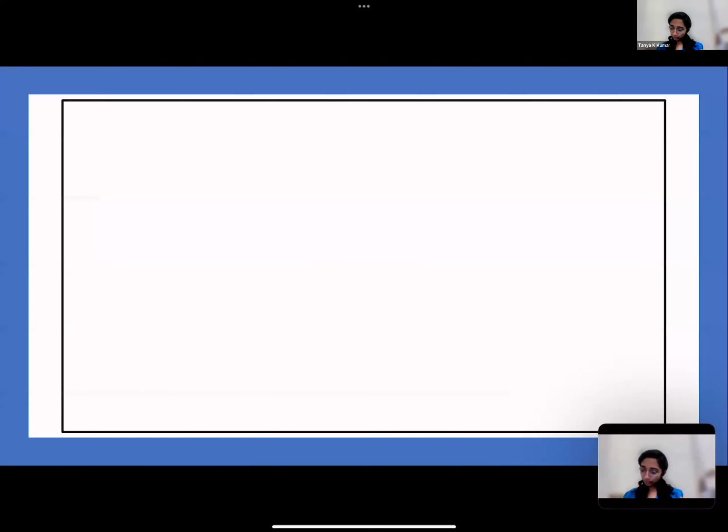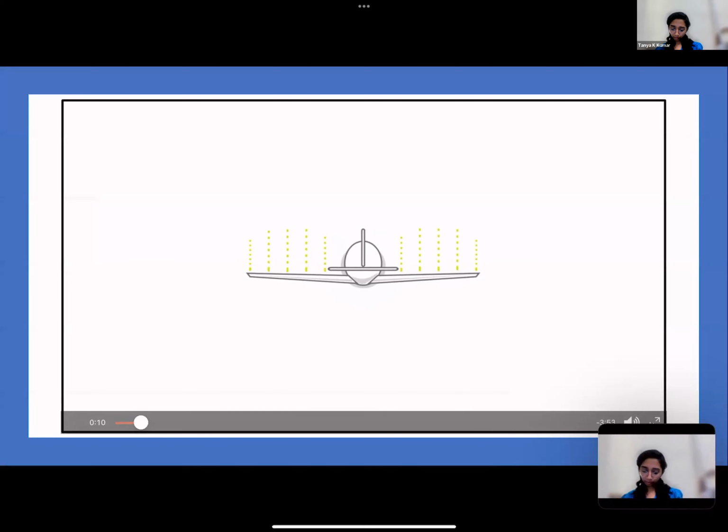So let's just try and see this video. Let me know if you can hear it. An aeroplane in straight and level flight has a lift distribution pattern that looks something like this. Is it audible?